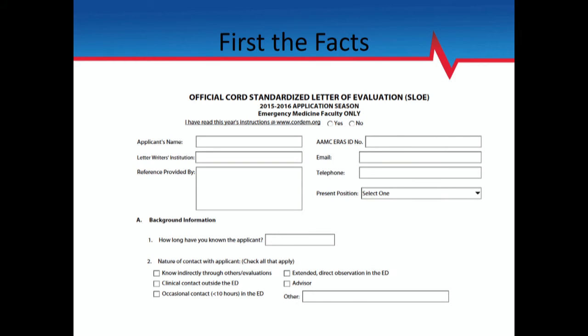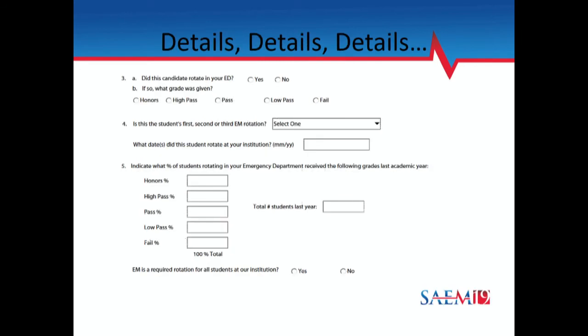How long have you known the applicant? So when you're doing an away rotation, that'll just be 1 month. And then how did you interact with the student? So if it is just an advisor who's writing you a SLOE who's never seen you clinically, that would be very obvious from this first part of the application, and the letter is not going to be really viewed as valuable at all.